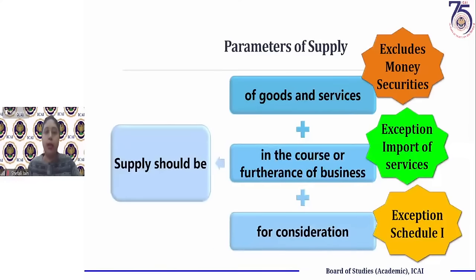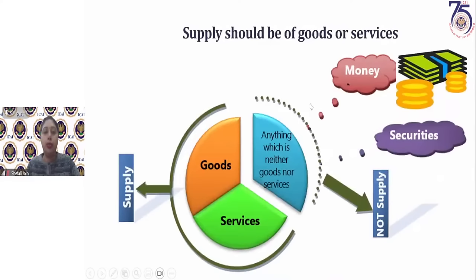First parameter was that supply should be of goods or services. And here we have seen the exclusion, that is money and securities. So if any activity or transaction is a supply of goods or services, that is a supply under GST law. Supply should be of goods or services, but anything which is neither a good nor a service will not be a supply.